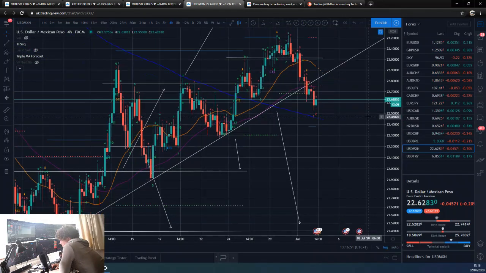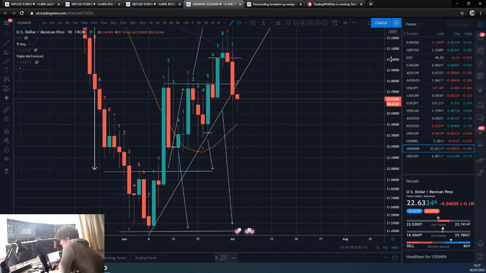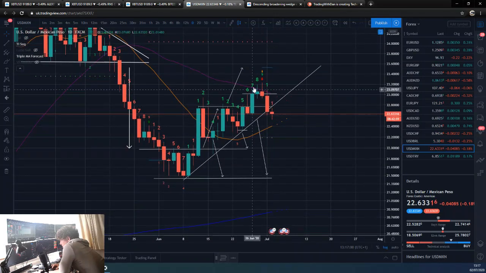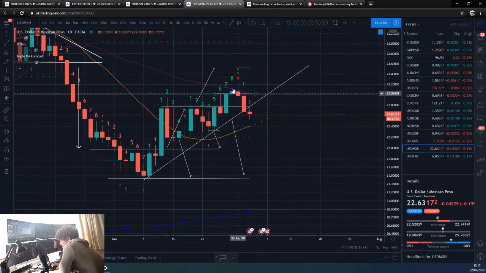Yeah, and again here, Mexican peso dropped. TD9 didn't even save us. Let's look at it on the daily. Yeah, nice. This would have been a nice sell. Nice. This would have been nice. And we're breaking down below here as well.